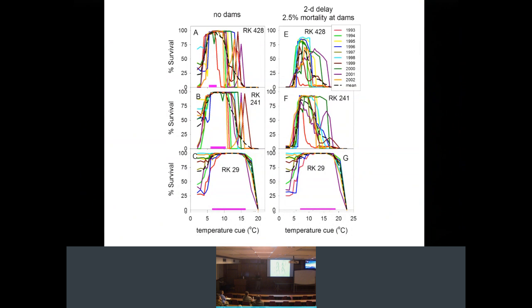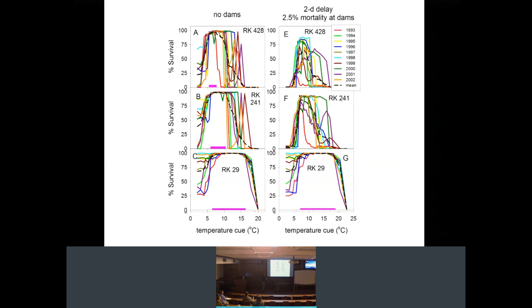Okay. So we just looked at this side, the left panel. That's with no dams. Now we want to look at a 2.5% mortality at dams plus a 2-day delay at dams. A 2-day delay on this large river with these big dams that make these multi-kilometer reservoirs behind them is, you know, we don't know for sure, but we're pretty confident that it's not an overestimate of the delays.